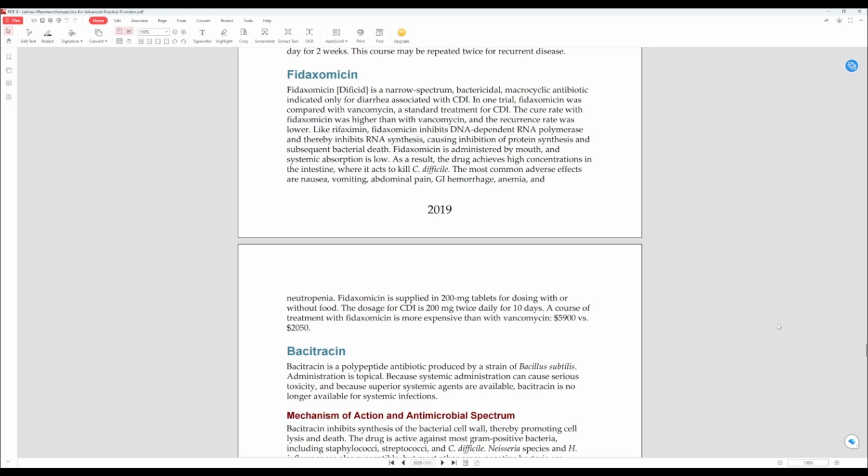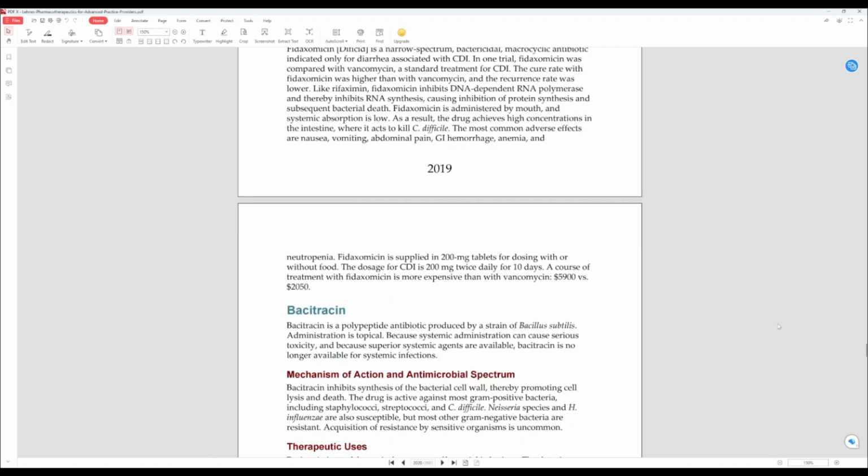Similar to rifaximin, fidaxomicin inhibits the DNA-dependent RNA polymerase and thereby inhibits RNA synthesis, causing inhibition of protein synthesis and subsequent bacterial death. Fidaxomicin is administered by mouth, and systemic absorption is low. As a result, the drug achieves high concentrations in the intestines, where it acts to kill C. diff. The most common adverse effects were nausea, vomiting, abdominal pain, some GI hemorrhages, anemia, and neutropenia.